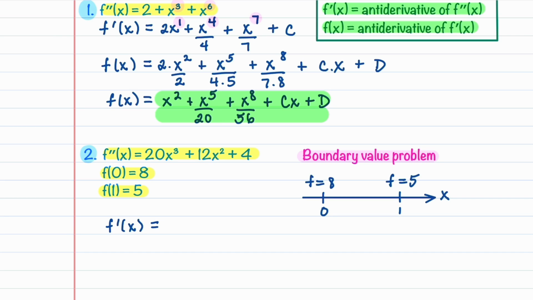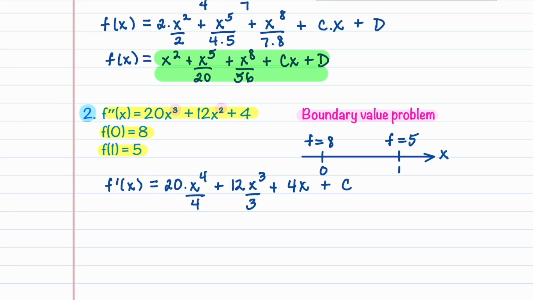F prime is the antiderivative of f double prime, and this gives us 20. We have an x cubed, and we're going to add 1 to that, so this becomes x to the 4 over 4. And then we have 12. We now have an x squared, and we're going to add 1, so this becomes x cubed over 3. And then whenever we have a constant, we have to tack on an x, and then we also have to add a plus c. Before we go on to find f of x, let's go ahead and simplify this.